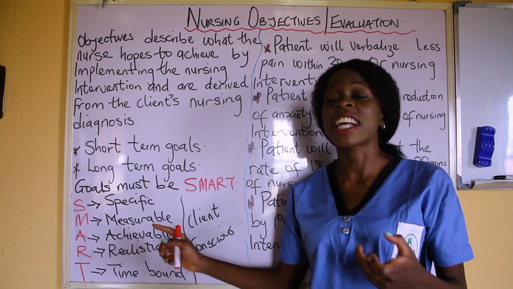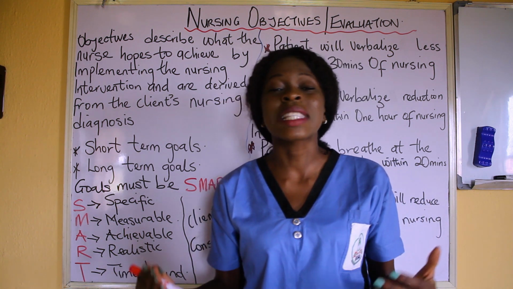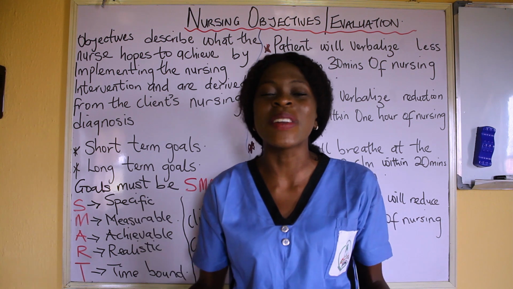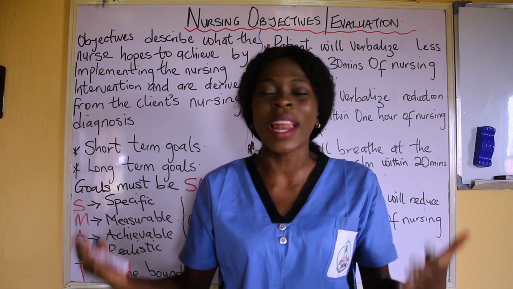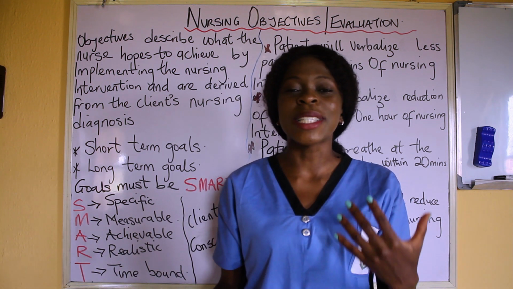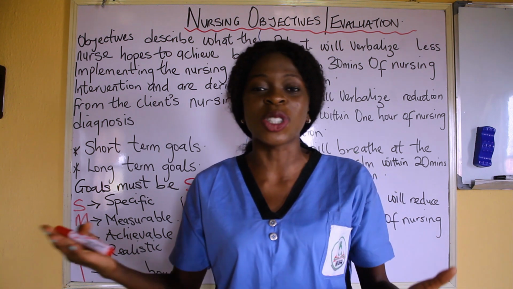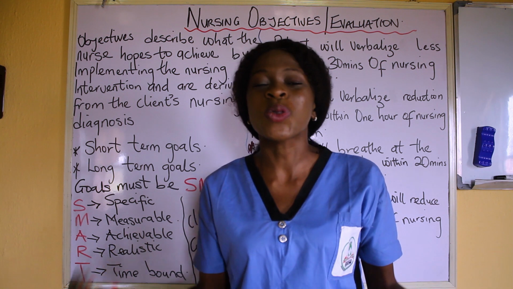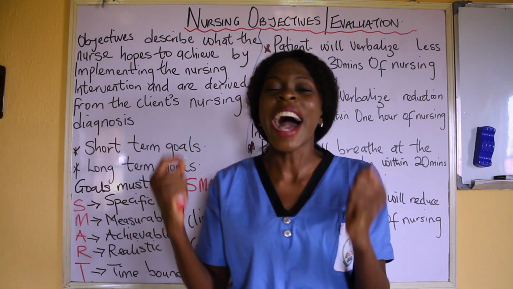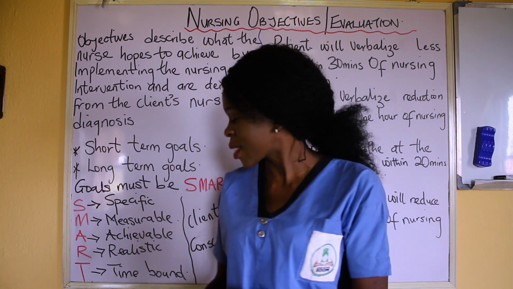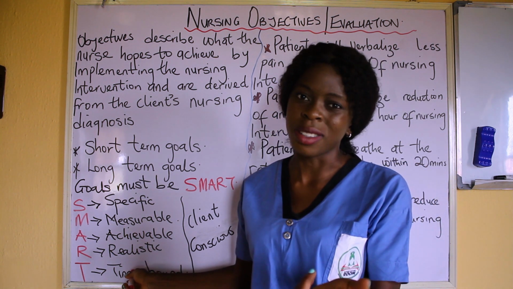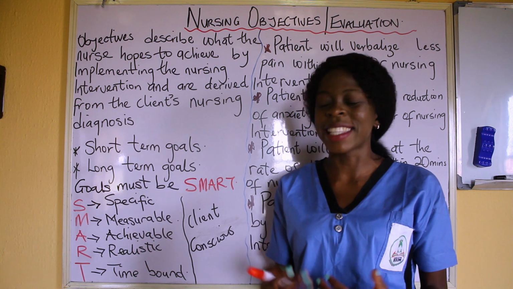Then A, achievable. You have to set achievable goals. You don't have to set goals that you know are not achievable within a particular time frame. For example, a patient that just is placed on traction, you can't set a goal like after 2 days my patient will walk. Those goals are not achievable. So you have to set achievable goals or objective. It should be realistic, something that is real. So don't set unrealistic goals.